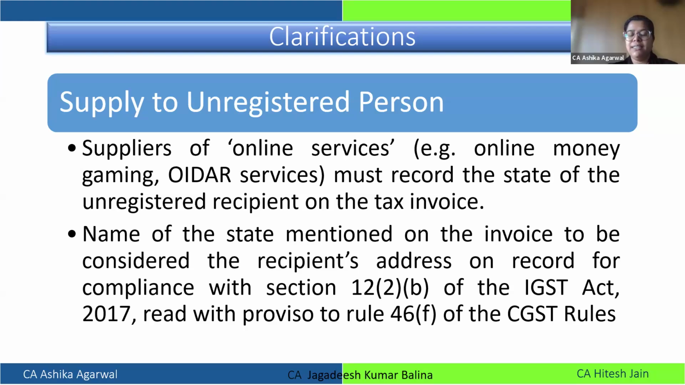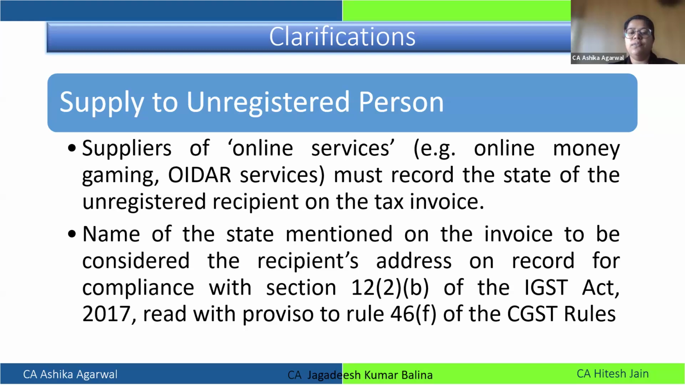Now, in case of online services or the services which are not specifically covered in section 12(3) to 12(12), those falling under the default rule are now required to capture the state mandatorily. If you don't capture the state on the tax invoice, in case your recipient is unregistered, then you will be liable for a penalty also. They have specified that a general penalty of 50K will be applicable.